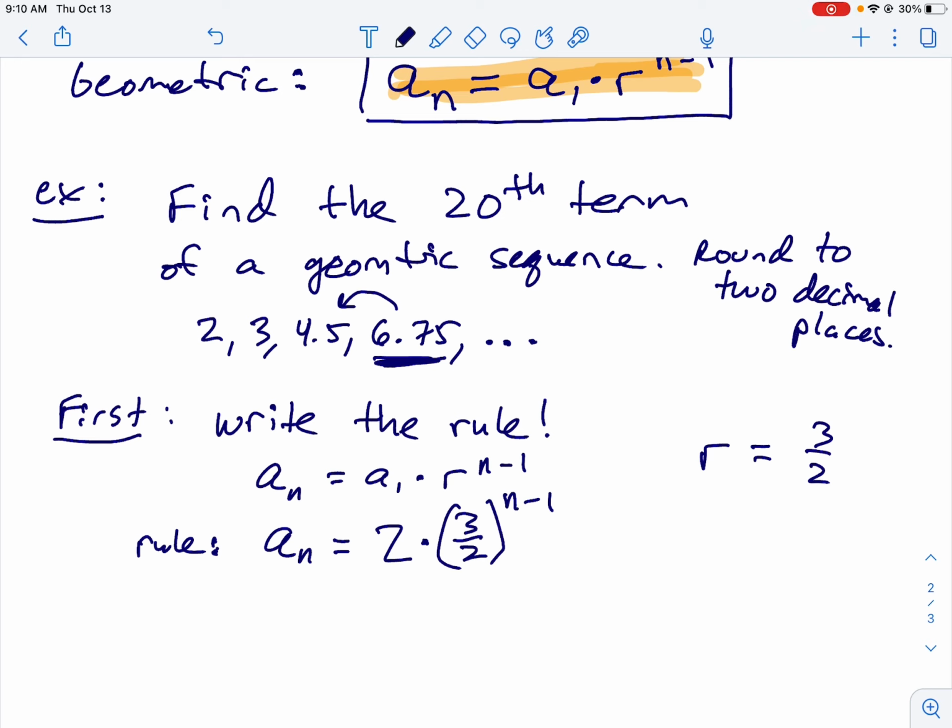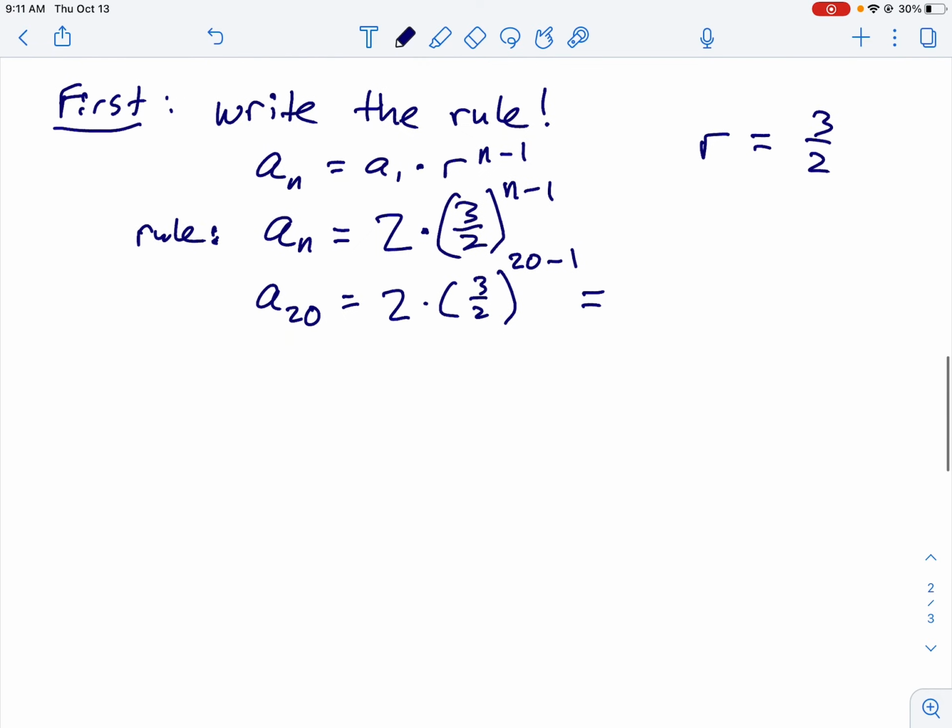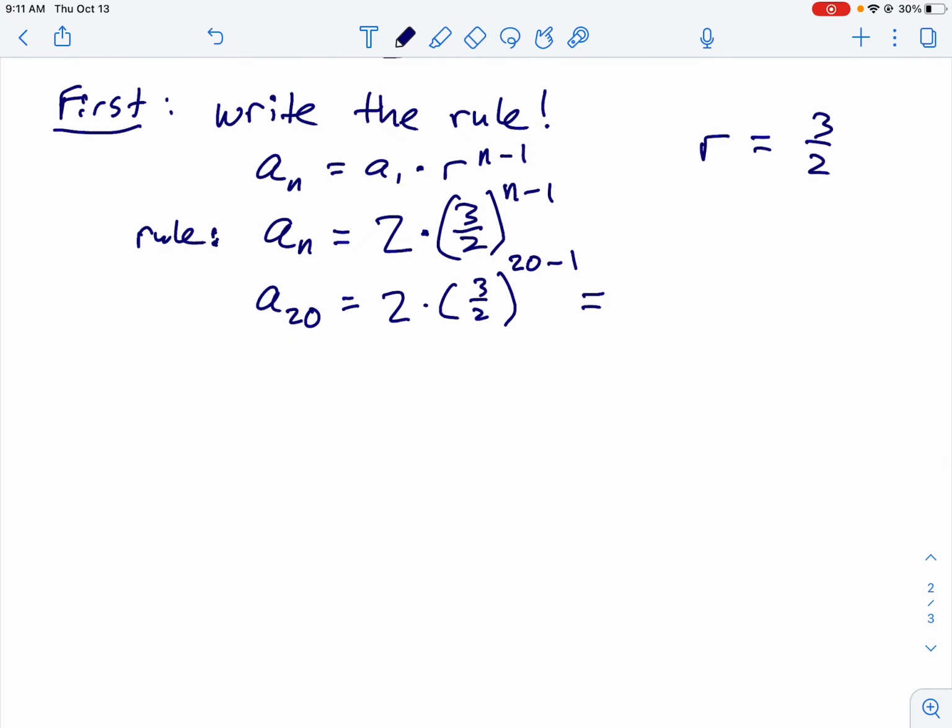So now, to find the 20th term, this is just like what we did with arithmetic. You guys see that, right? Except it's just a slightly different formula. Okay? To find the 20th term, I do 2 times 3 over 2, plug in 20 into the exponent, and you get your answer. Okay, and again, if you have a graphing calculator, don't mess around making mistakes. I would just type it in exactly the way that you see it here.